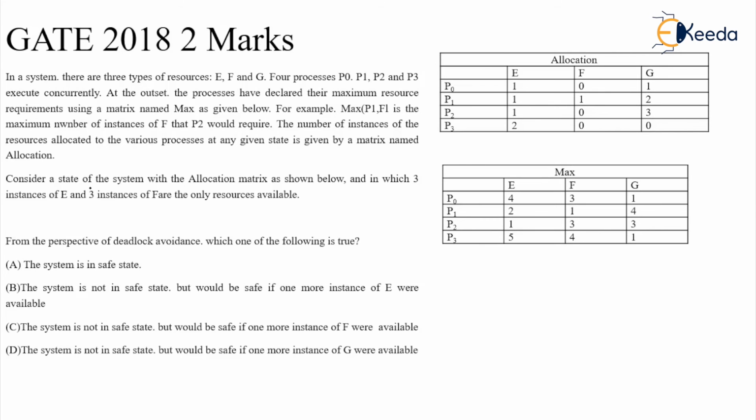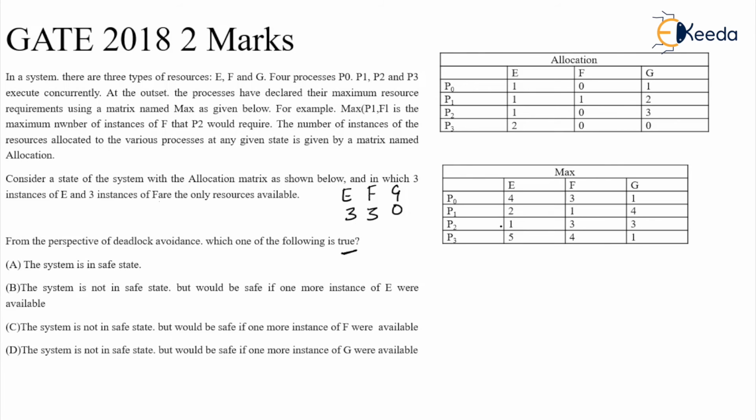Consider a state of the system with the allocation matrix given below, in which 3 instances of E and 3 instances of F are the only resources available. E, F, G, and 3, 3, 0 is the available vector. From the perspective of deadlock avoidance, which of the following is true?